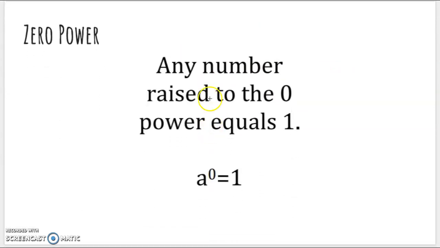All right. Any number raised to the 0 power equals 1 automatically. So even if you saw things that were like this, x cubed y to the negative 5 all over 6 to the 0 power. Oops. Make my parentheses at least match. Automatically, you can say 1, because that's anything raised to the 0 power.